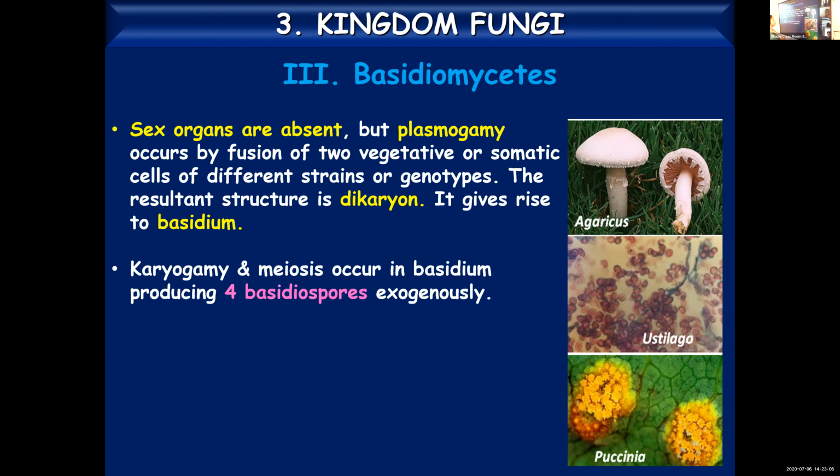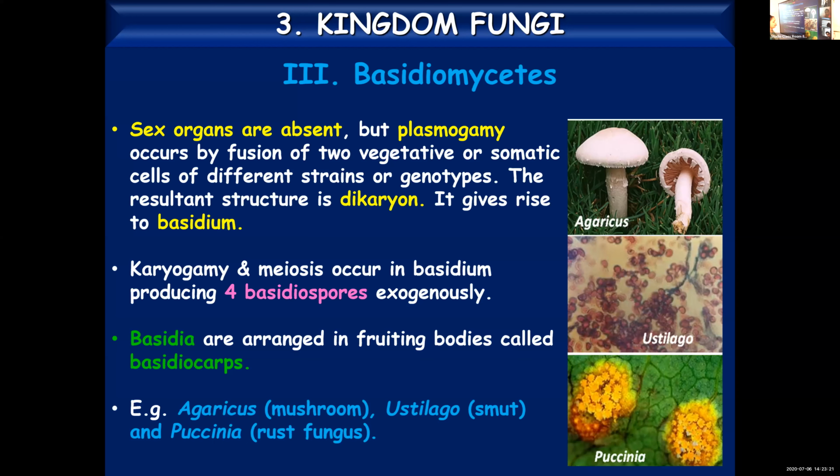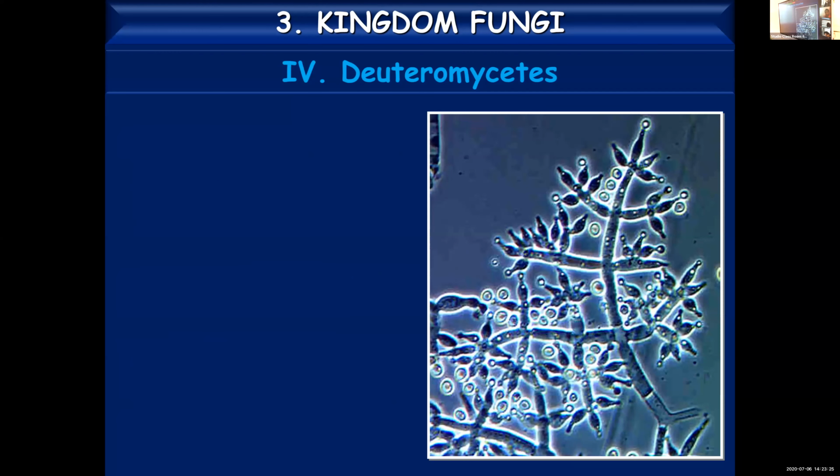And then I told you that these basidia are arranged on basidiocarps. Basidiocarp carries the basidium, and inside the basidium, basidiospores. Examples: Agaricus, Ustilago, and Puccinia. So shall we move on to the next one, children?